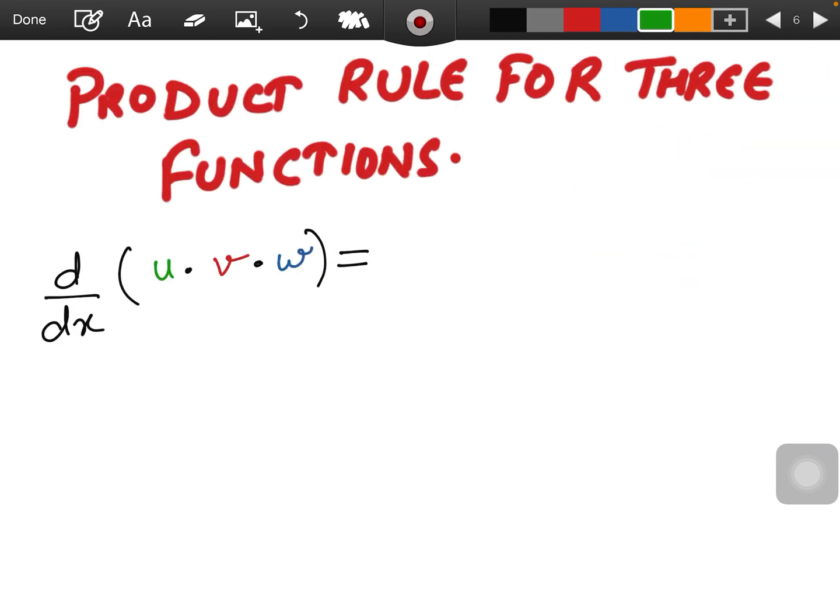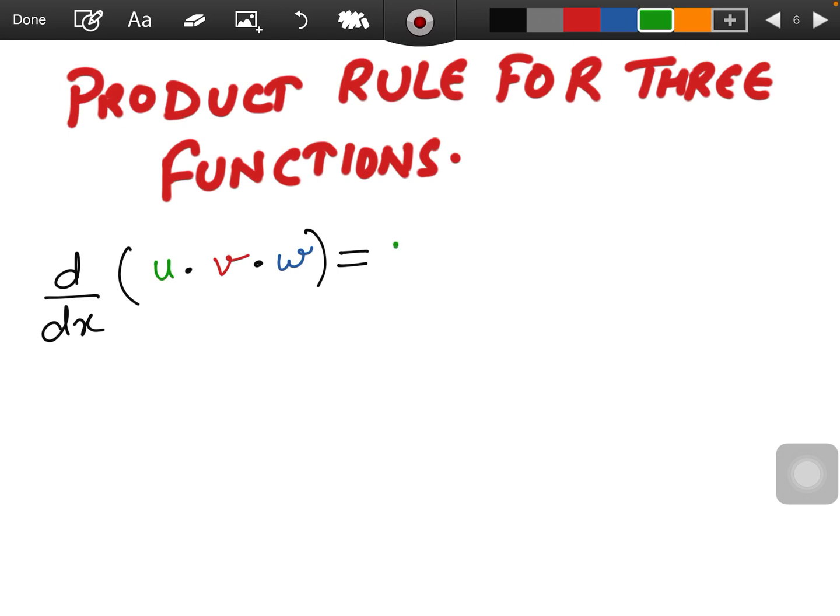Now if there are three functions in multiplication and we are naming them as u, v and w, and then we have to write the formula. So I'll write the formula in terms of prime. The rule is very simple. Every time the derivative will come to one variable and the rest of the two will be like that only.